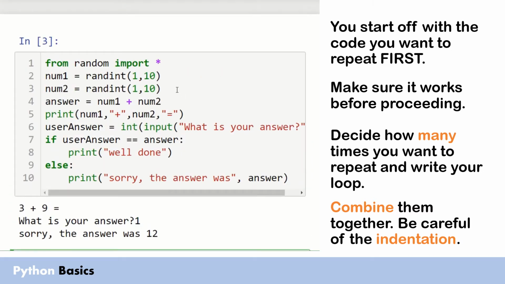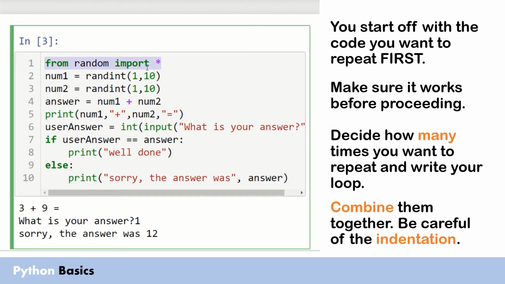Now, the first thing we need to work out is, what are you repeating? In this case, the first line, from random import star, well, I only need that once, don't I? Because I need to import that library once. If I import it 20 times, that's not going to help me in any way, shape, or form. So that line of code does not need repeating. I'll just put no repeat.